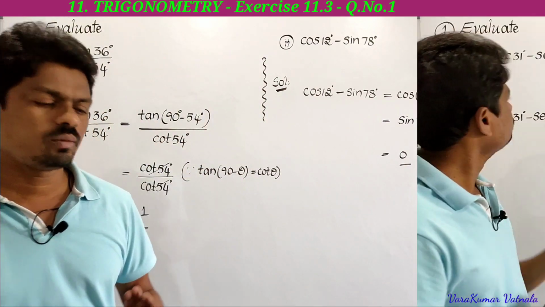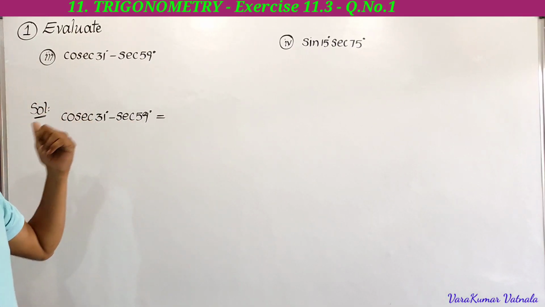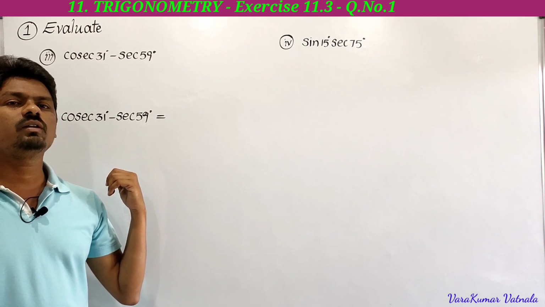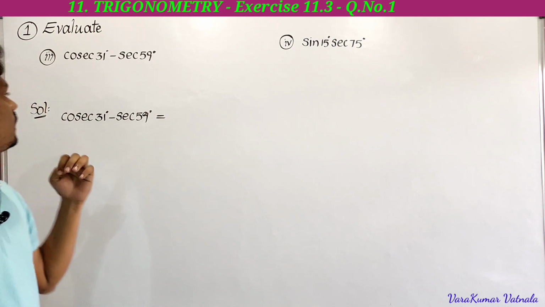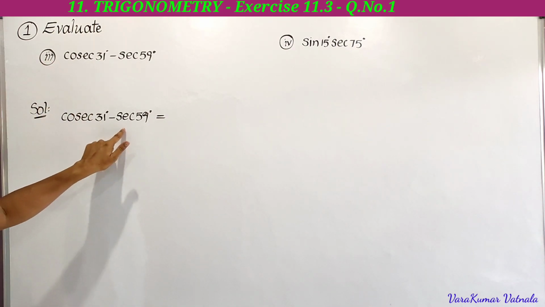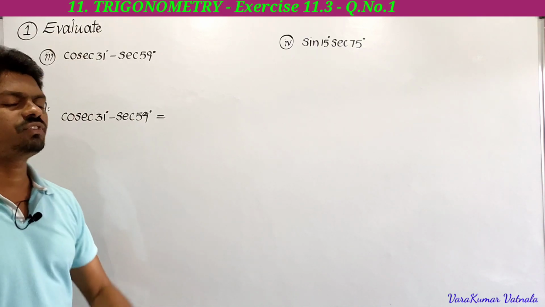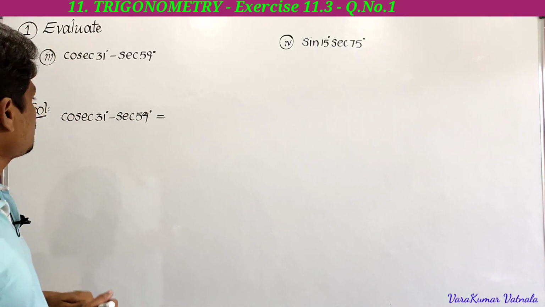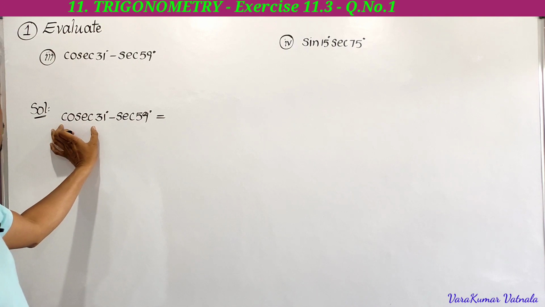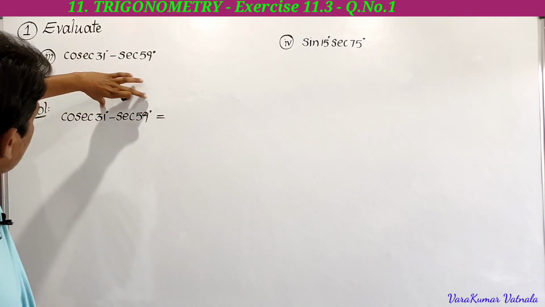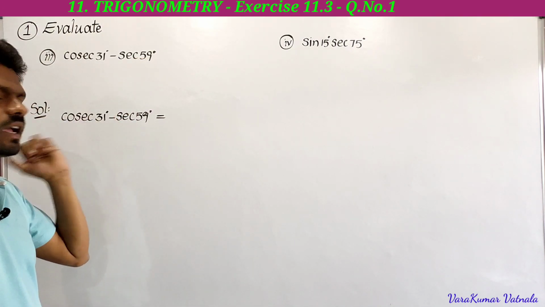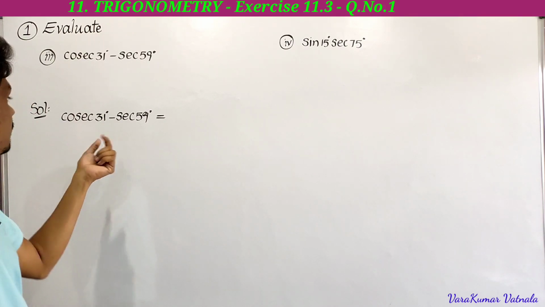Next we have to solve the third bit. This is the third bit in exercise 11.3 first problem. Cosec 31 degrees minus secant 59 degrees. See here, again the sum of these two is 90. So again we have to apply complementary formulas.